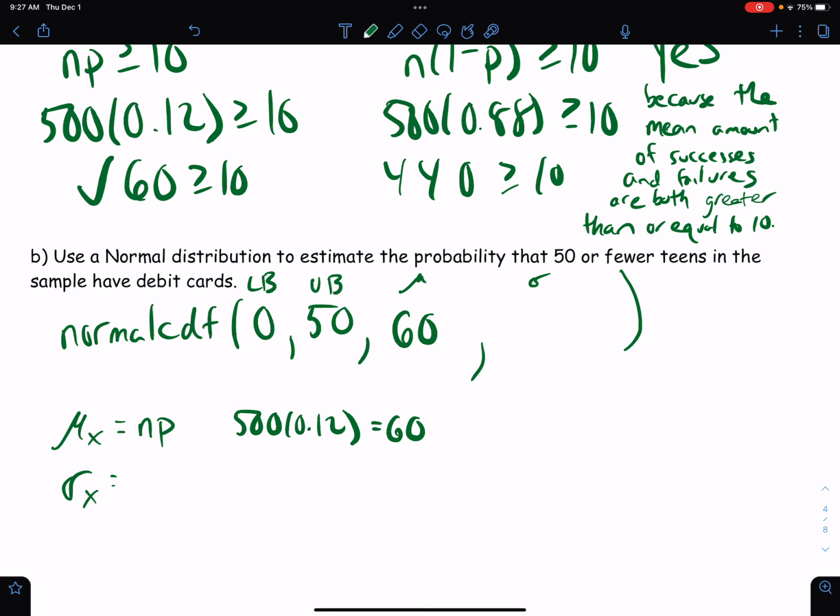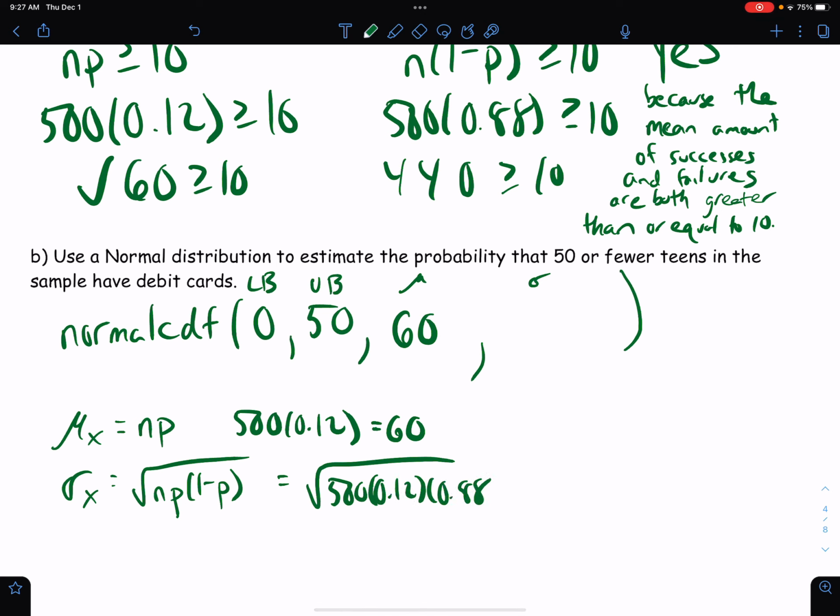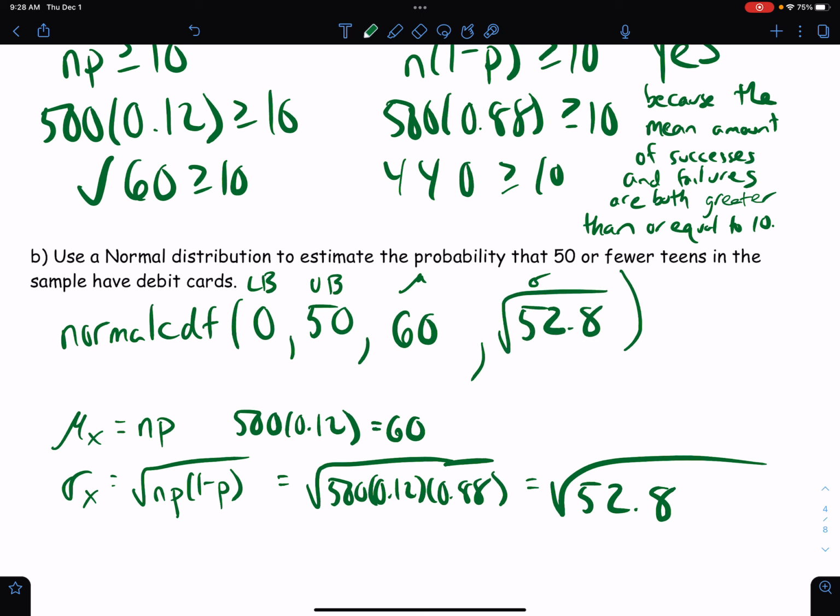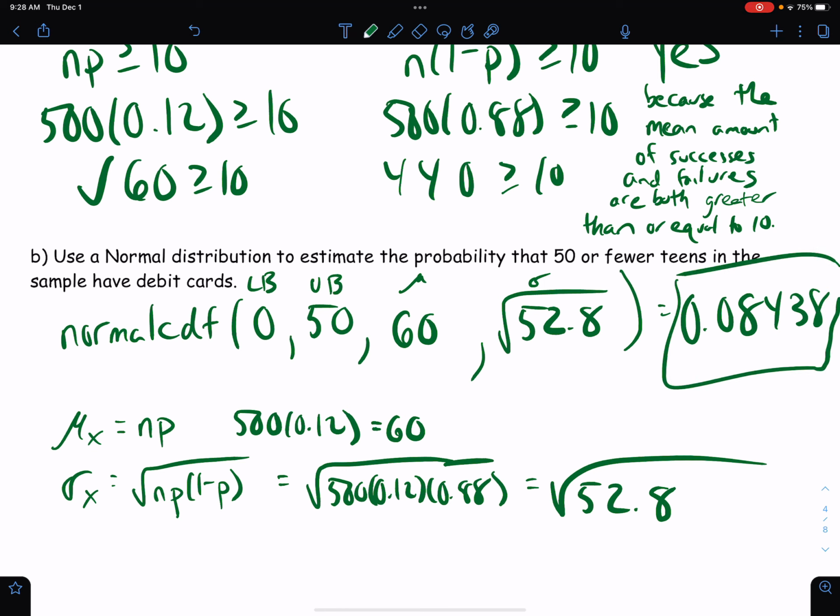And our standard deviation would be the square root of our sample size times the probability of success times the probability of failure. So that would be 500 times 0.12 times 0.88, which is the square root of 52.8. You can plug in the square root of 52.8 if you want to. That makes it a little bit more exact. You can round it a little bit, like to the ten-thousandth or something like that, and plug it in. When you plug this in, we should get something around 0.08438, and that would be our normal approximation.